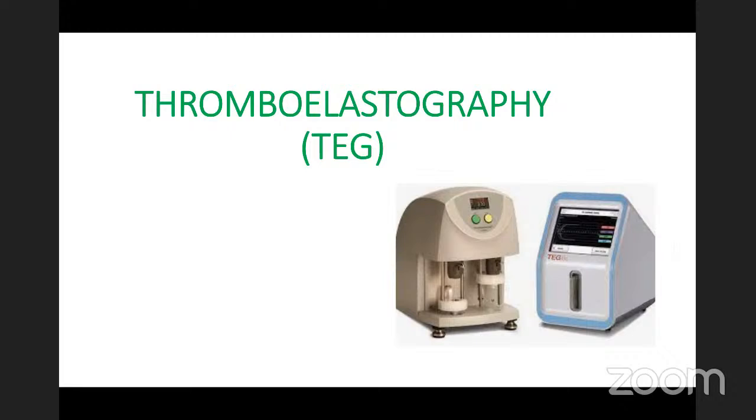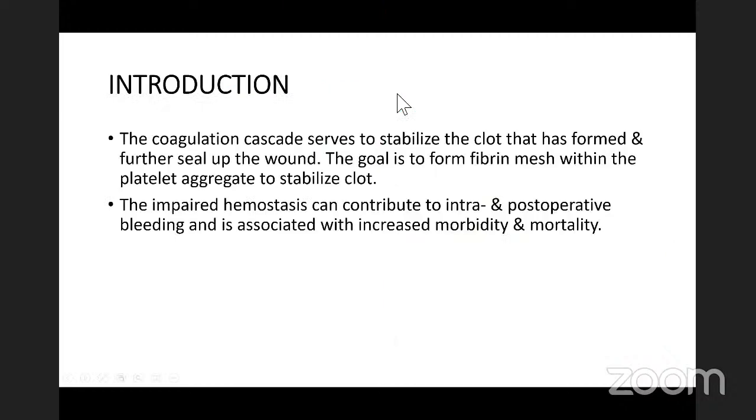Good morning, sirs and madams. Today I'm going to present on thromboelastography. Introduction. The coagulation cascade serves to stabilize the clot that has formed and further seal up the wound. The goal is to form a fibrin mesh within the platelet aggregate to stabilize the clot. Impaired hemostasis can contribute to intra and perioperative bleeding and is associated with increased morbidity and mortality.